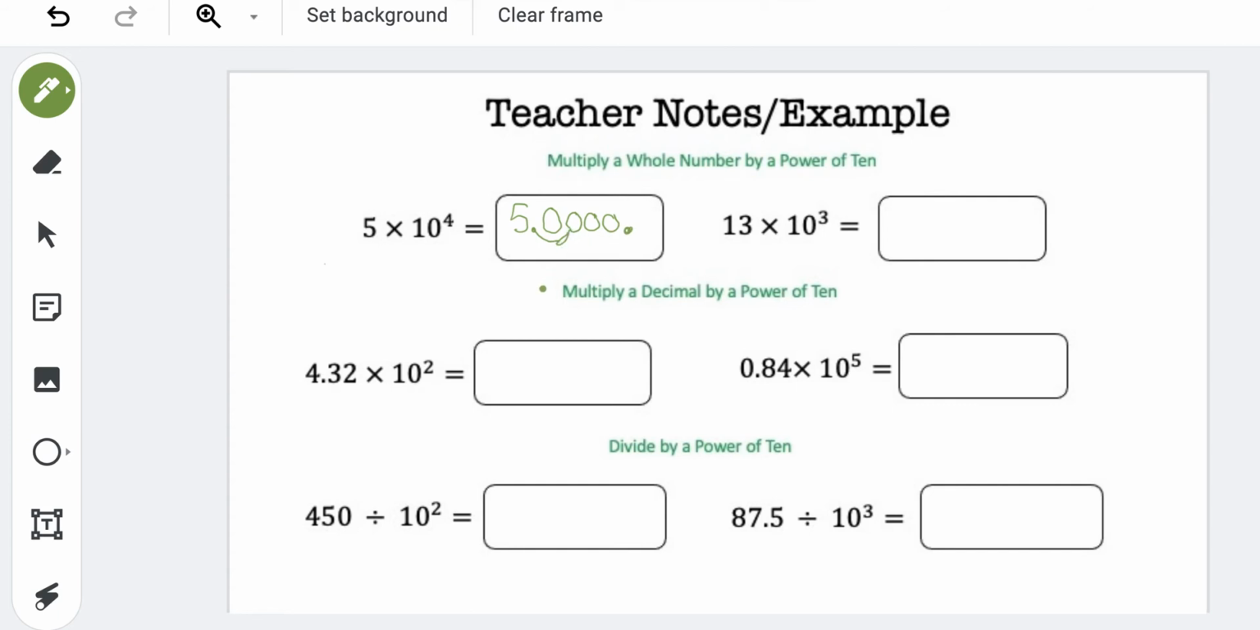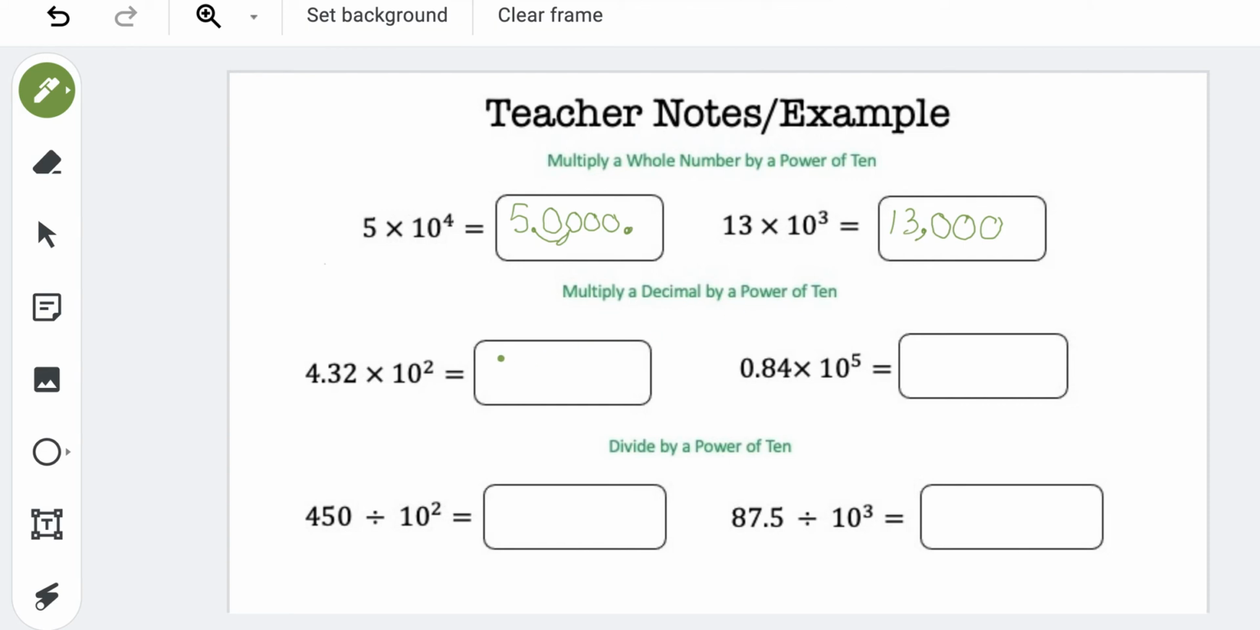The next one we have is 13. I'm going to put a decimal at the end, and I'm going to add 3 more zeros because we're multiplying it by 10 times 10 times 10. If I times it by 10 one time, we get 130. If I times it by another 10, we get 1,300. If I multiply it by another 10, we get 13,000. So that's our answer.